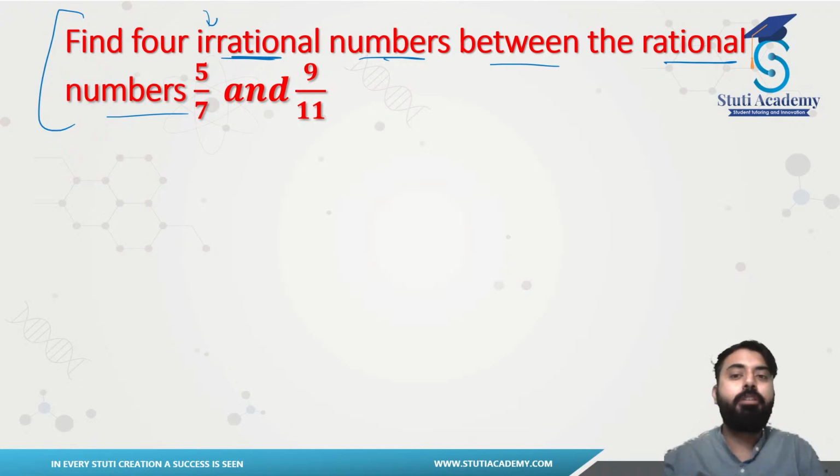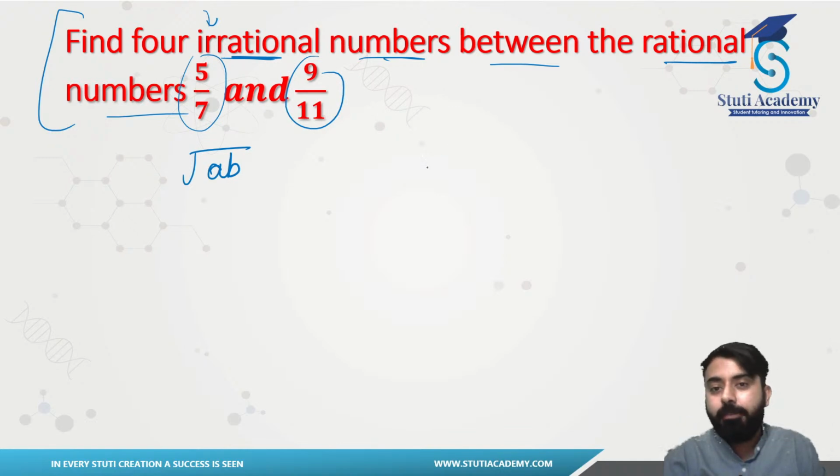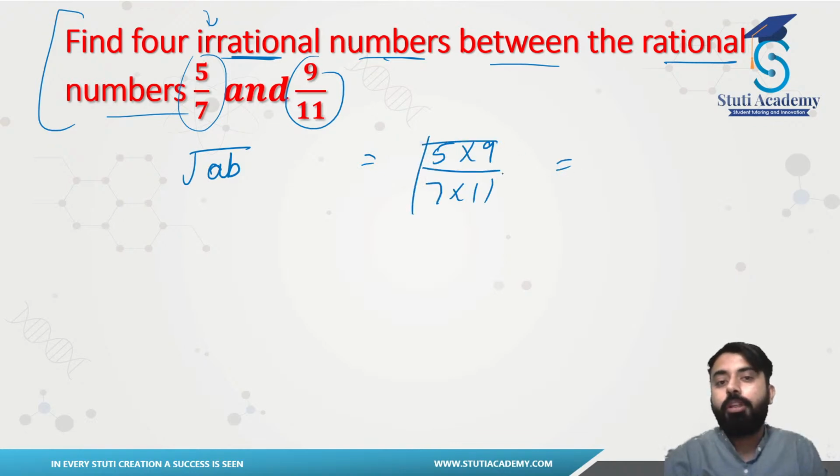So there are various methods. You can do it like this also. If you want to find out irrational numbers between these, you have to multiply a and b and take the square root of that. That means multiply these two and put a square root over it. That will be an irrational number between the given rationals. That means I can do it like this: 5 into 9 over 7 into 11, square root over both. So you will be having 45 over 77 under a square root. So that can be your one irrational number, or you can do something else.